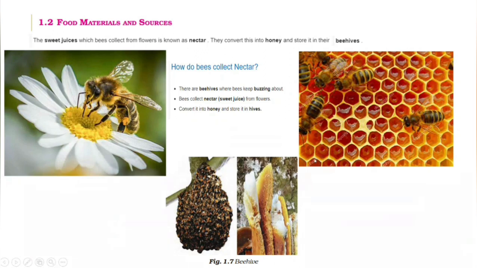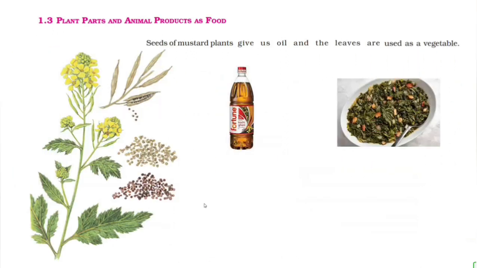This is the hives of the bees. So this is the beehive where honey is stored by the honeybees. Now there are different parts of the plant. We are eating sometimes more than one part of the plant.